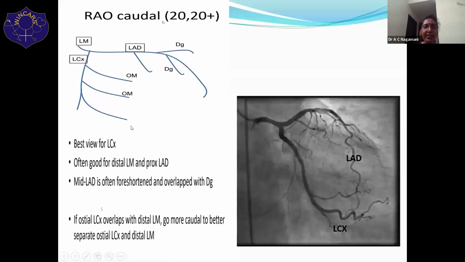So RAO caudal is the best view. This is the first view you do, where we see the circumflex clearly. We can see the left main and the proximal LAD.